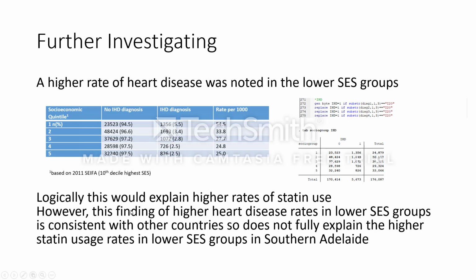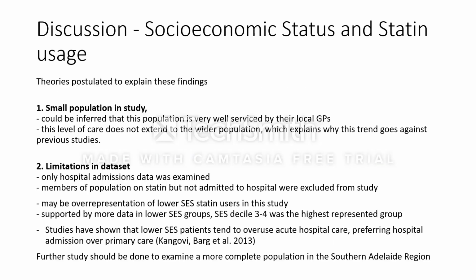So logically, this would explain the higher rates of statin use, but as I said before, this finding of higher heart disease rates in lower socioeconomic groups is also consistent with other countries, so it doesn't really fully explain the higher rates of statin usage in the lower socioeconomic groups in southern Adelaide.